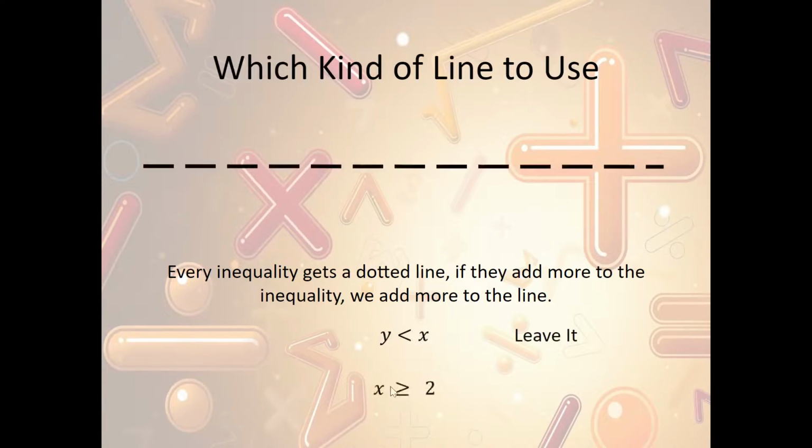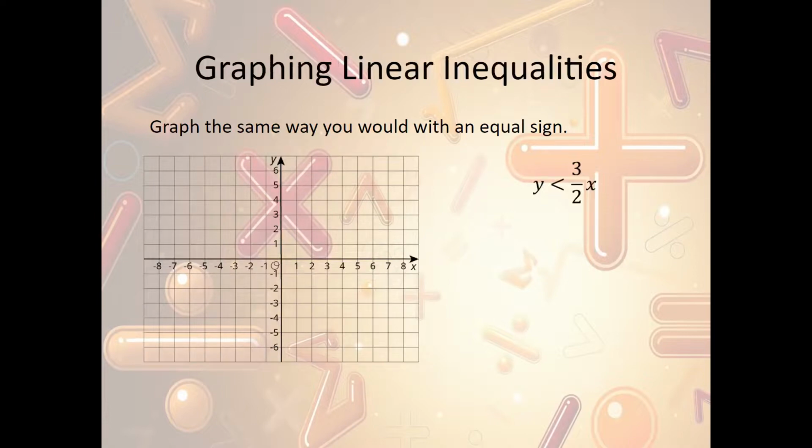Now, here's an example of x is greater than or equal to 2. They did add something extra. They added the bar here. So we'll add to it as well, and we'll make this a solid line or a closed line. So how does that apply to our inequalities?